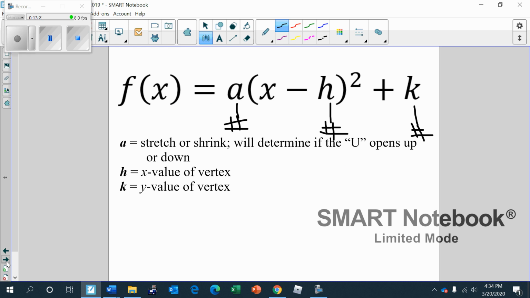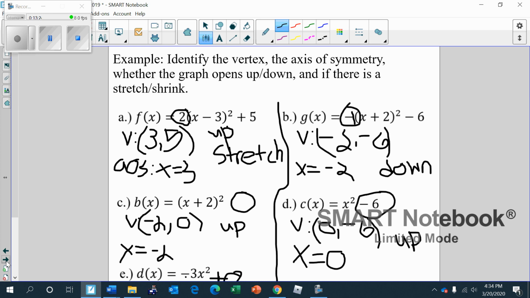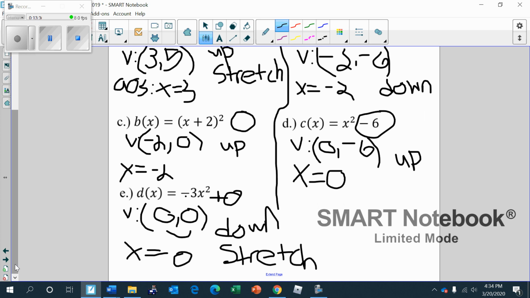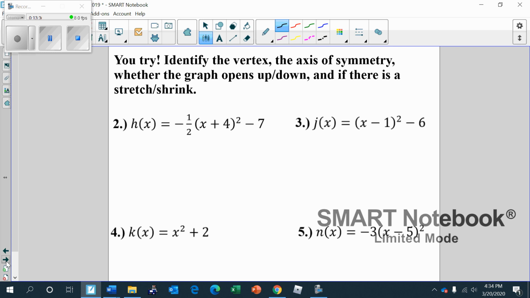So A, remember, if it's greater than 1, it's a stretch. If it's less than 1, it's a shrink. So I'll let you look at this page. You can always pause anything that you need to. And then we're going to go to the try. So you're going to pause it, you're going to try it, and let's see if you get it.